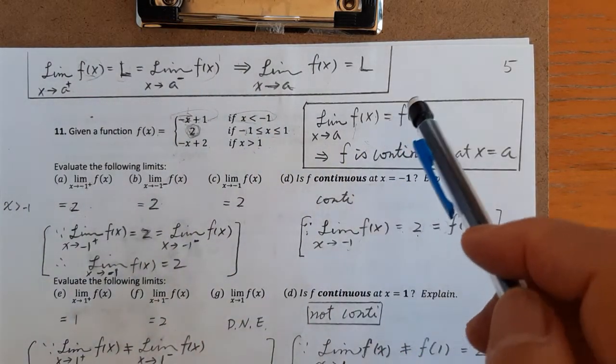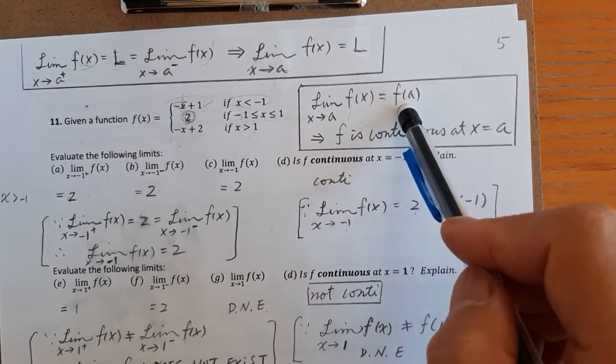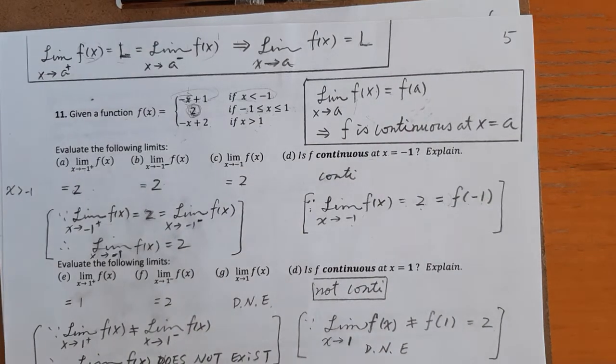So there's the theory: to determine whether f is continuous, if that limit L is the same as f of a, then it is continuous.